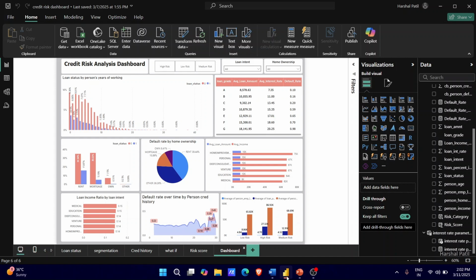Future improvements for this project could include enhancing the predictive analytics using machine learning models to analyze risk forecasting, and adding more interactive filters to the loan intent dynamically.